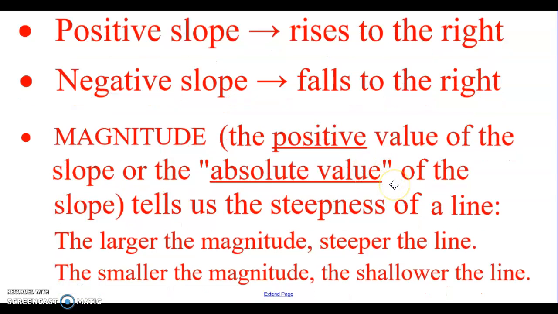Now, this number, this magnitude, if my magnitude is really big, then my line will have a steep slope. If my magnitude is smaller, then the line will have a shallower slope. Okay, that's how we determine steep or shallow. So typically, if it's bigger than 1, we'll say that the slope is steep. If it's in between 0 and 1, we'll say that it is shallow.